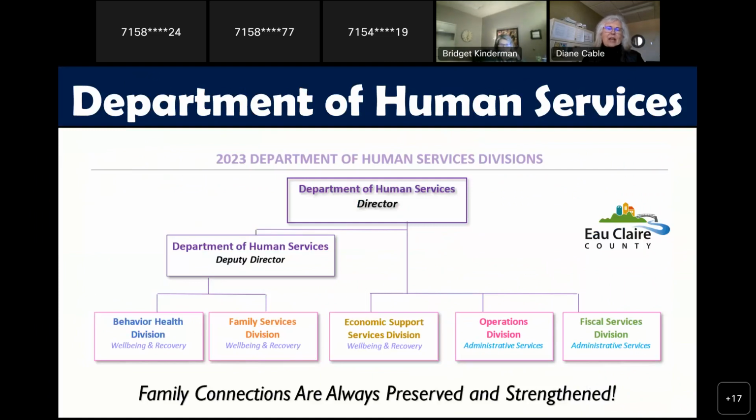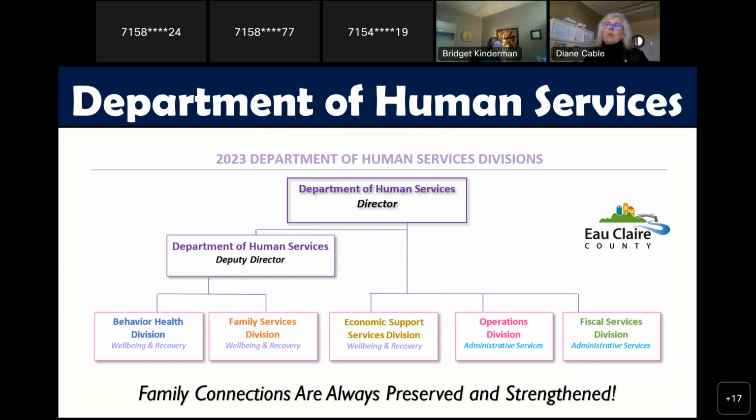Okay, so as this whole group hopefully knows, we are the Human Services Department. We have our vision on the bottom. Family connections are always preserved and strengthened. And today we are here to talk about our Family Services Division area. You can see on this slide, we just want to set it off as to how this connects within our whole organization. We have our well-being and recovery areas of behavior health, family services and economic support, and then our administrative services area of operations and fiscal. So last time we talked about our well-being and recovery areas, and we talked about economic support and family services. And as I already said, we'll be talking about our behavior health division area.